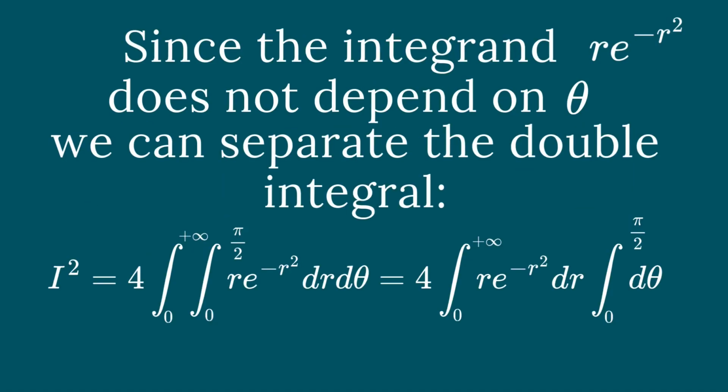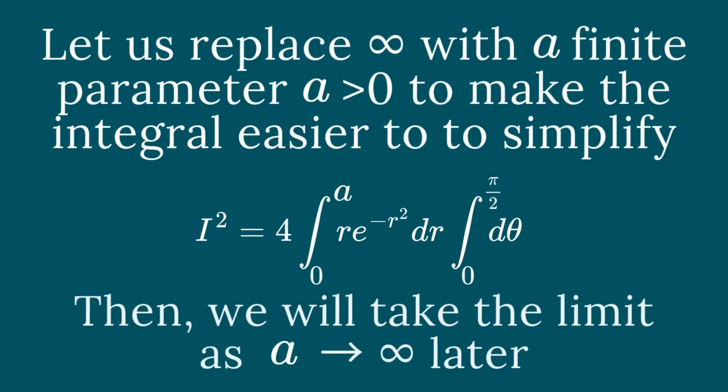To make the radial integral more manageable, we temporarily replace infinity with a finite positive value denoted a. Then I squared equals 4 times the integral from 0 to pi over 2 of d theta, multiplied by the integral from 0 to a of r e to the power of minus r squared dr. This allows us to solve the integral over r first, and then take the limit as a approaches infinity.